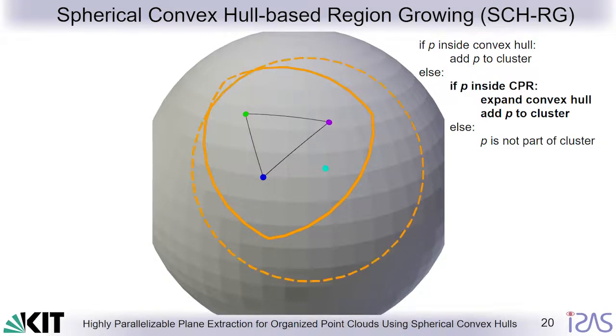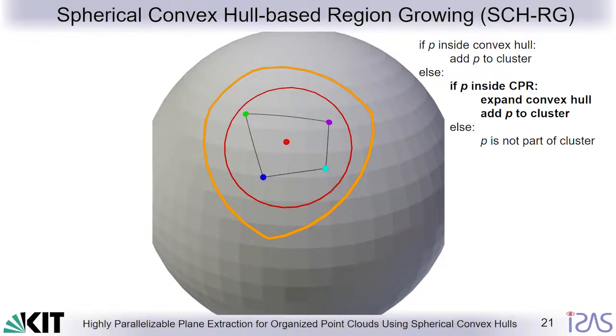A new normal, cyan, lies outside of the convex hull but inside the CPR. Therefore, the convex hull is updated and shrinks the CPR via intersection. Note that the valid plane normal set, meaning the red circle, is constrained even more.